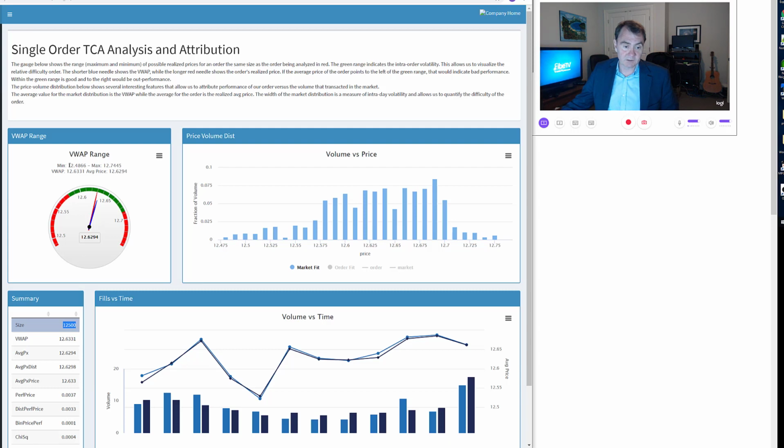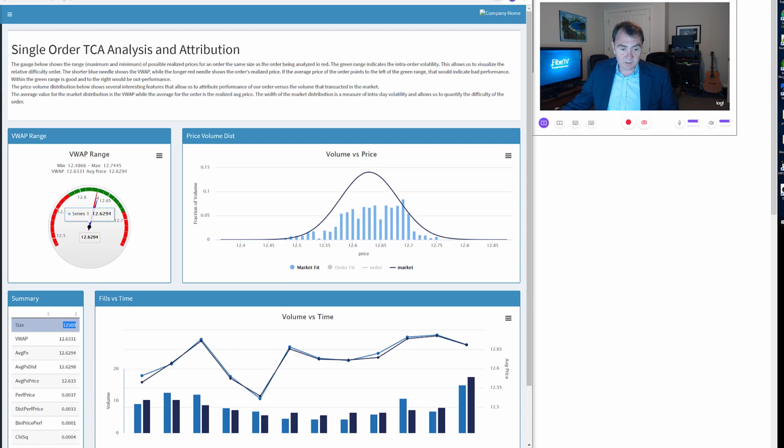Okay, so in this case, the minimum, 12.4866, that's the lowest price anybody could have achieved executing 12,500 shares during this time period. Well, we do the same thing coming the other way, and we get our maximum price. That's 12.7445. That's this point on the dial. It's our range now on this dial spans from the lowest price we could have got given the size of our order to the highest price we could have got. What are the needles?